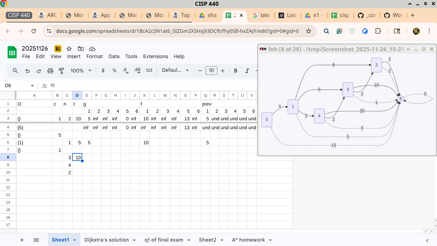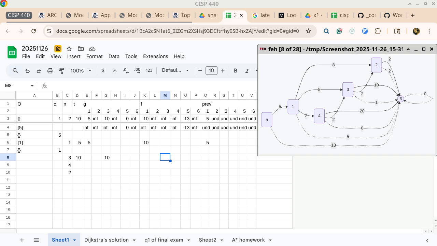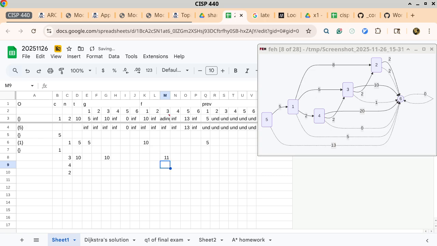So once we found a shorter path, we got a bunch of stuff to update. So this will become 10, because your g of 3 is trying to remember the length of the shortest known path from the start vertex to vertex 3. F of 3 also needs to update because of how f is defined. So we just have to add the heuristic value from 3 to 6, and that's just 1. So now it is 11 over here.